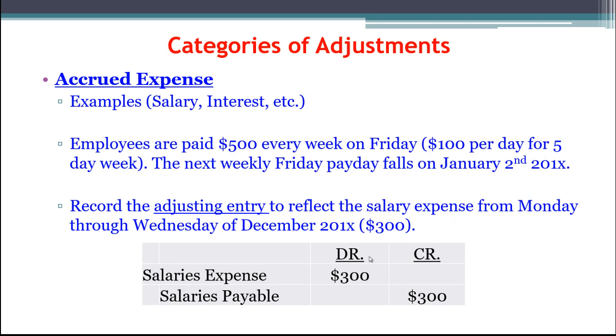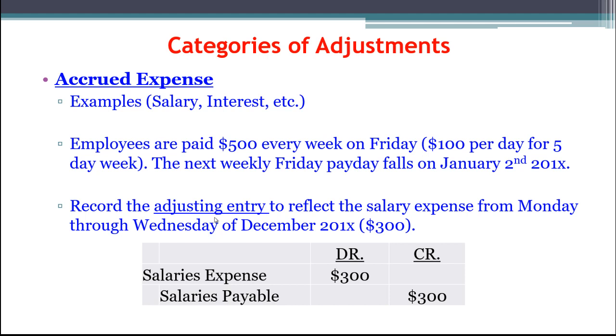Now we're going to switch gears and talk about the accruals, the other main branch. Some examples of the most common that virtually every company has, if you have employees, unless you pay them every single day, would be salaries expense. But a lot of companies also have interest accrual as well because they've lent money or they've borrowed money and they owe interest. So let's say the employees are paid $500 every week on Friday, $100 per day for a 5-day week. The next Friday payday falls on January 2nd of a particular year.